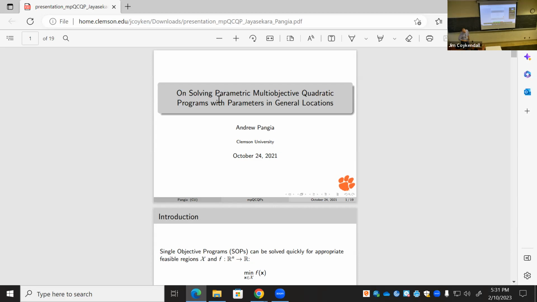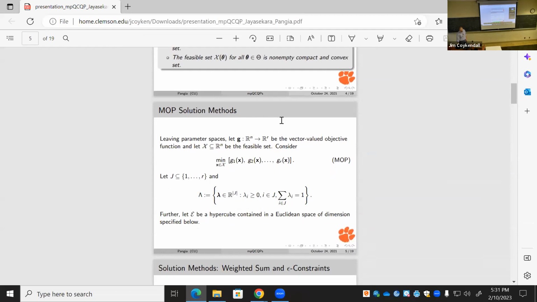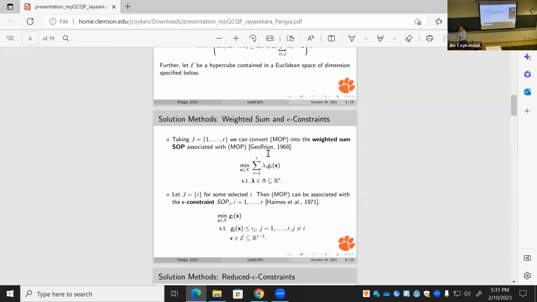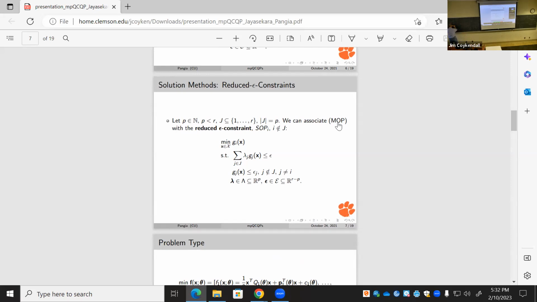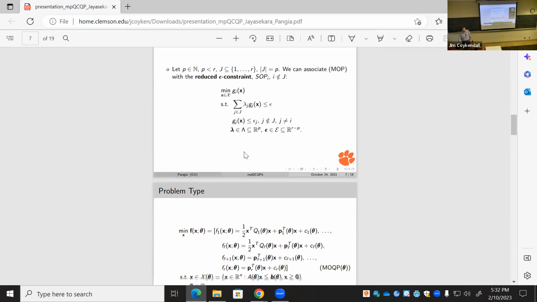Okay, so this is a talk that I gave several years ago. Two years ago is several, it's enough to say it's a lot. So: multi-objective quadratic programs, parameters and general locations. Ignore the thing about parameters, we don't care. I'll get there when I get there. I think I said weighted sum is Joffrey, the other one is Haynes. Great, I'm vindicated. Reduced epsilon constraint, not generalized, makes sense because I reduced it. Again, ignore the thetas, even though they're everywhere. We don't care.